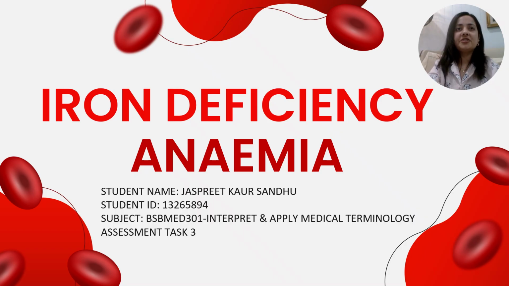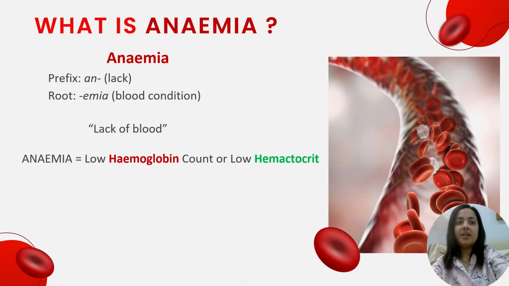Today I will be talking about the most common type of iron deficiency, known as iron deficiency anemia. Let's look at the word anemia and break it down. The prefix "an" refers to lack and "emia" refers to blood condition. Anemia essentially means lack of blood, so medically it refers to a low hemoglobin count or low hematocrit.